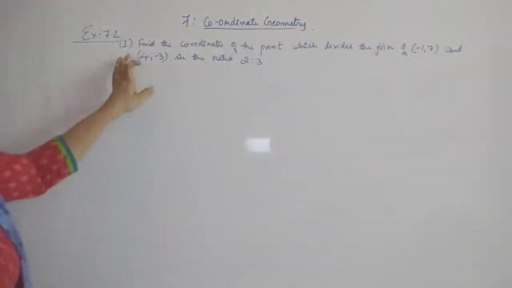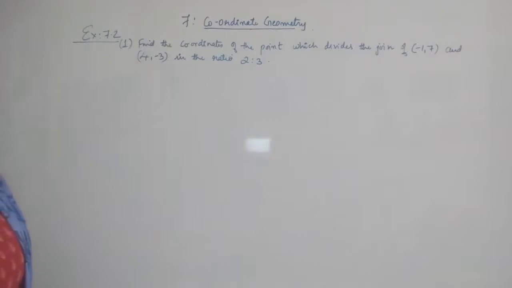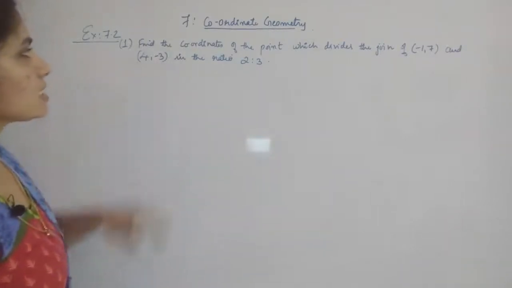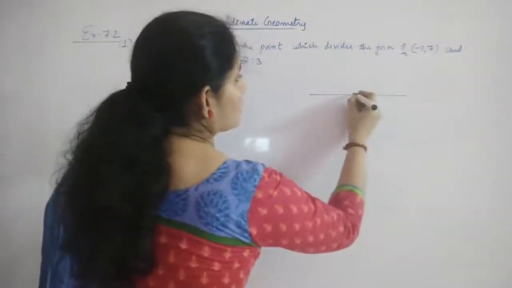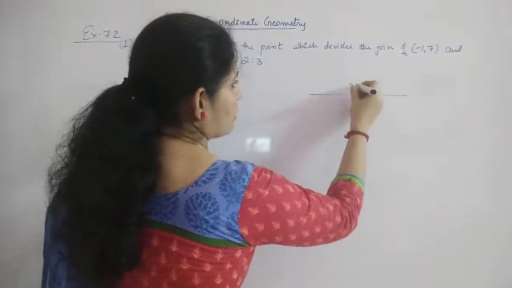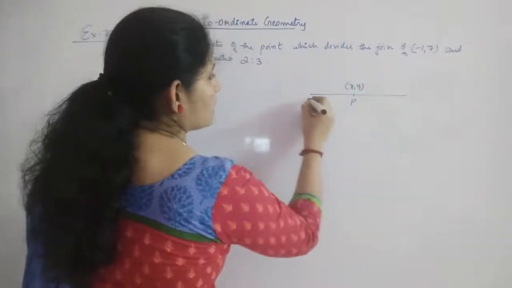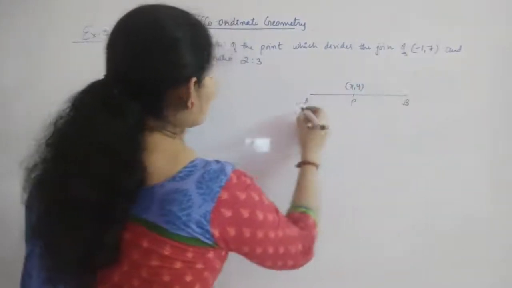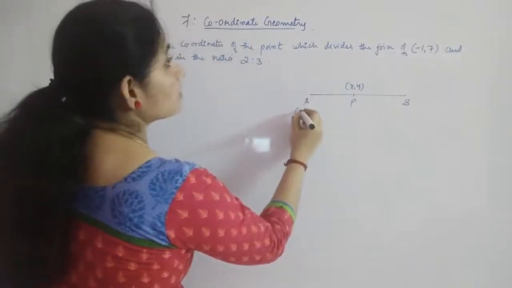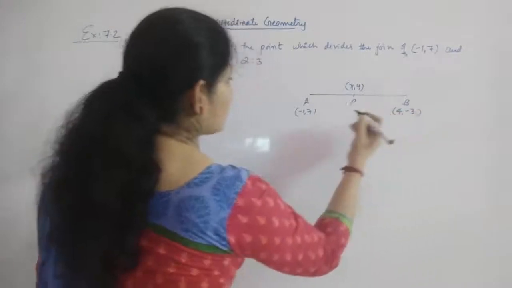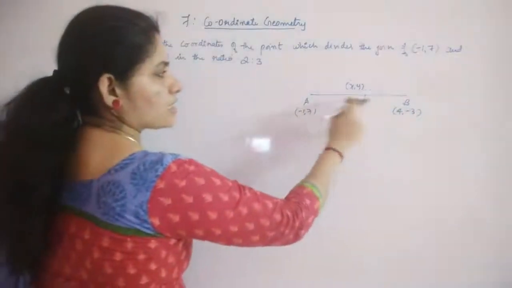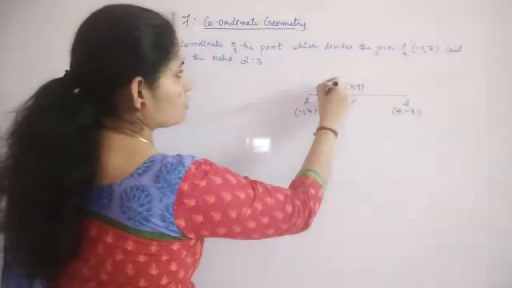First question: find the coordinates of the point which divides the join of -1 comma 7 and 4 comma -3 in the ratio 2 is to 3. That means suppose the coordinate you have to find out is x comma y, let it be P, and let the given points be A and B, so that this is -1 comma 7 and this is 4 comma -3, and the line is divided in the ratio 2 is to 3.